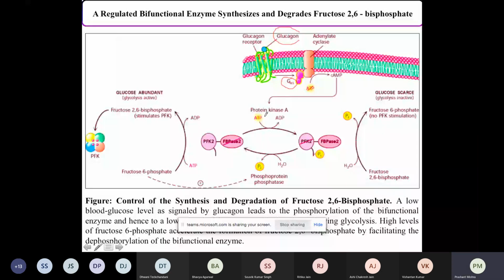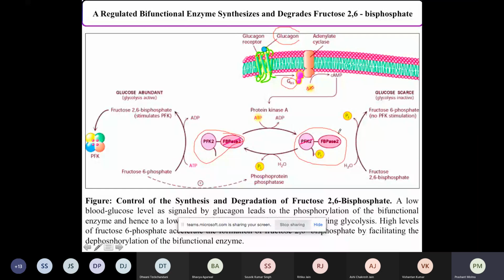When protein kinase A is activated, what it will do is take care of this complex. You have a complex which has both activities. One is the phosphofructokinase 2 activity, and the other is the phosphatase activity, which removes the phosphate group from here. So once you have this, what will happen? ATP will give its phosphoryl group, convert into ADP, and the complex is getting phosphorylated.